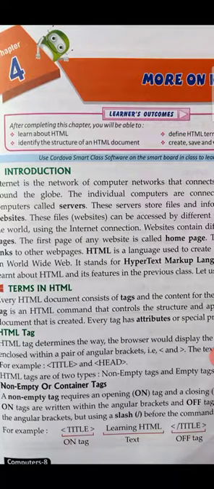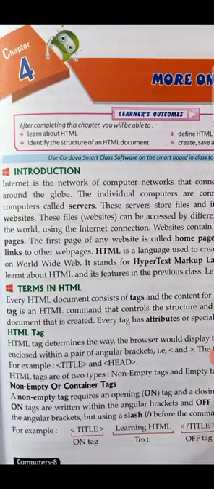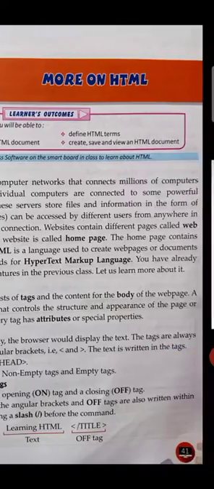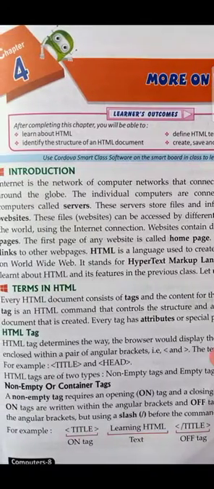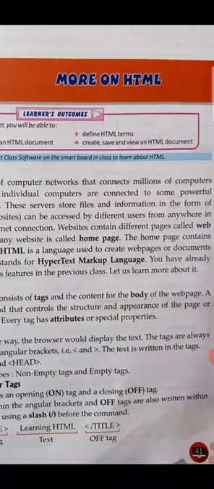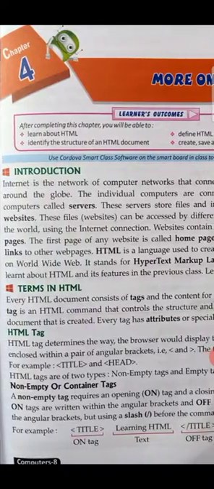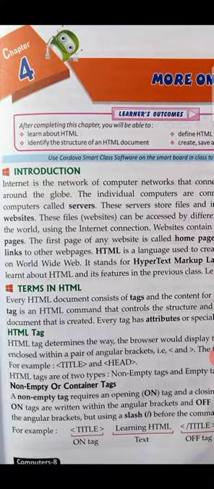An HTML document is developed with the use of tags and every tag has attributes, means some personalities of tags. HTML tag. HTML tags determine the way the browser would display the text. The tags are always enclosed within a pair of angular brackets. The text is written in the tags, for example, title and head. A tag always comes with angular brackets, two angular brackets at start and end.